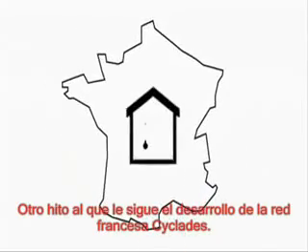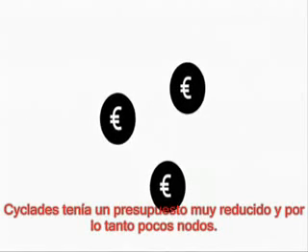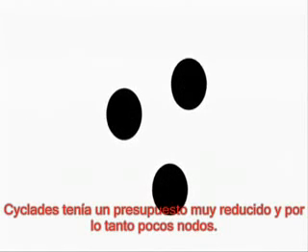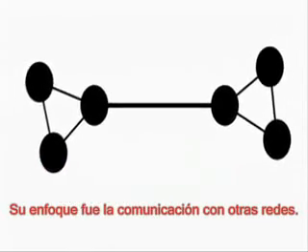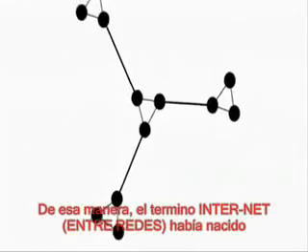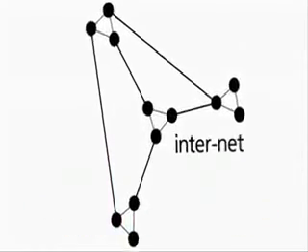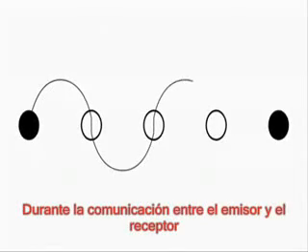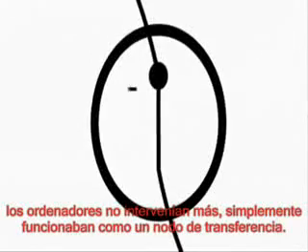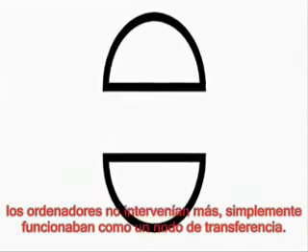Another milestone followed with the development of the French network Cyclades. Since Cyclades had a far smaller budget than ARPANET, and thus also fewer nodes, the focus was laid on the communication with other networks. In this way, the term Internet was born. Moreover, Cyclades' concept went further than ARPA's and the NPL's. During communication between sender and receiver, the computers were not to intervene anymore, but simply serve as a transfer node.